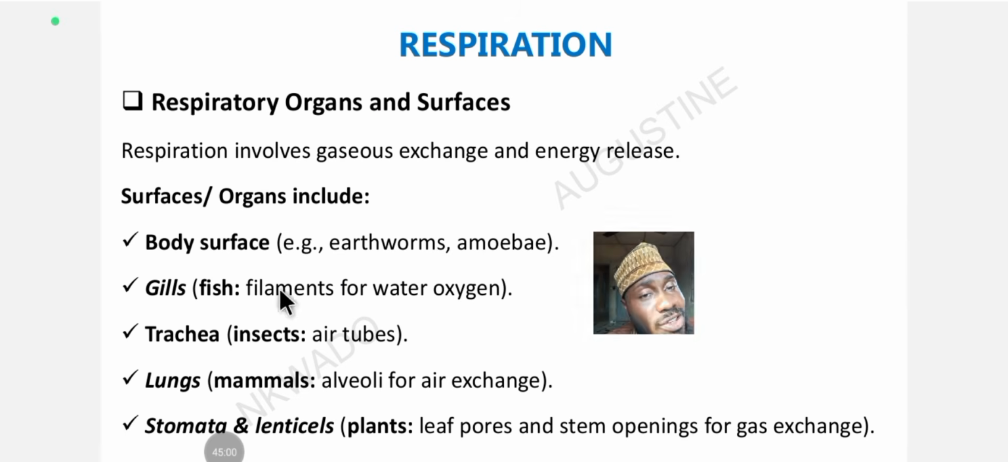If they ask you what is the functional unit of the gills in fishes, it is the filament. You also have other parts of the gill known as the gill raker and so forth, but the gill filament is the functional unit of the gill. Then in plants, you have the stomata and the lenticels. The stomata are found in the leaf. The opening and closing of the stomata is controlled by the guard cells. In the stem, you have small openings called lenticels.